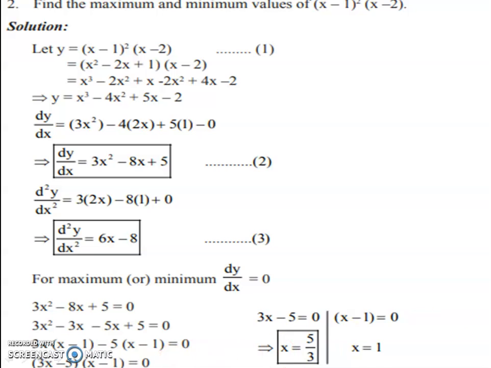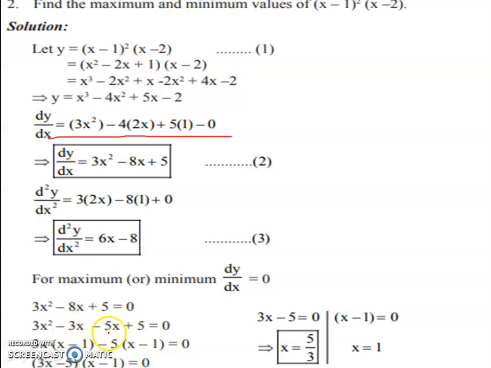To find the maximum and minimum, dy by dx equal to 0. So we have to factor this equation: 3x square minus 8x plus 5 equal to 0. We write 3x square minus 3x minus 5x plus 5 equal to 0. We take 3x common, x minus 1, and minus 5 common, x minus 1, is equal to 0. That's why 3x minus 5 and x minus 1 are the factors.